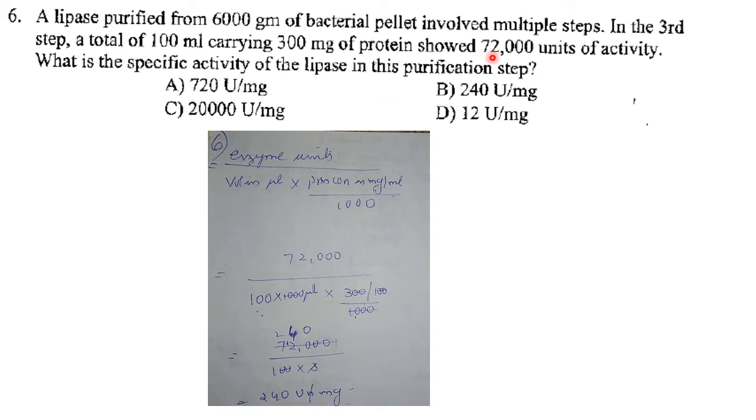So enzyme units they have given as 72,000 units of activity. So substitute 72,000 into 100 into 1000, that is they have given 100 ml. So converting it into 1000 microliter, 100 into 1000 into protein, that is 300 milligram per ml. So per 100 ml divided by 1000 you will get 240 units per milligram.